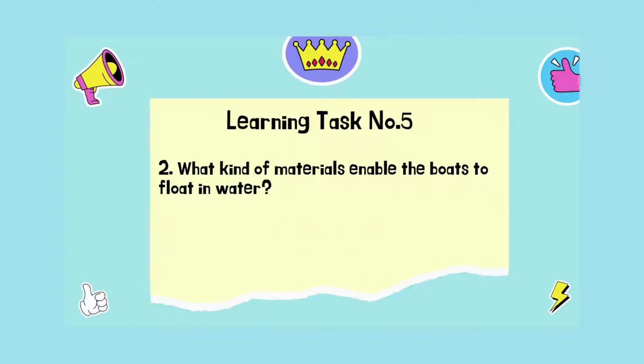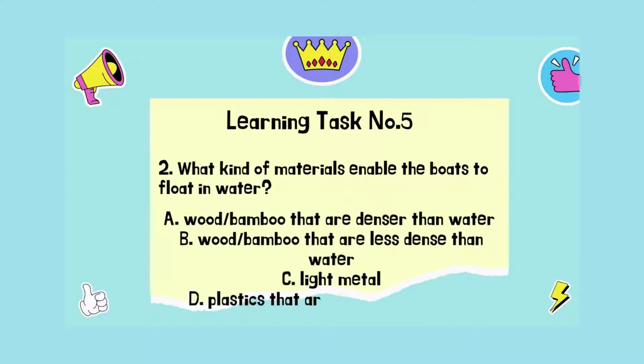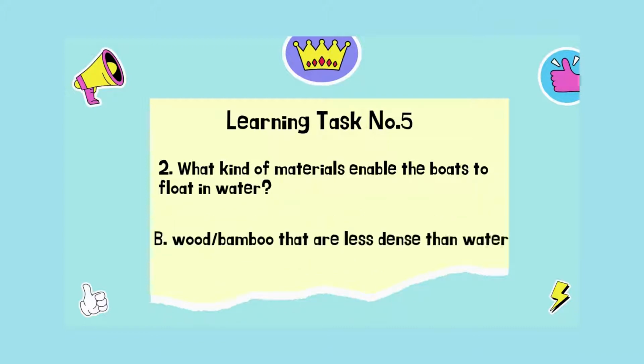Number 2. What kind of materials enable the boats to float in water? A. Wood or bamboo that are denser than water. B. Wood or bamboo that are less dense than water. C. Light metal. D. Plastics that are denser than water. Letter B is the correct answer.